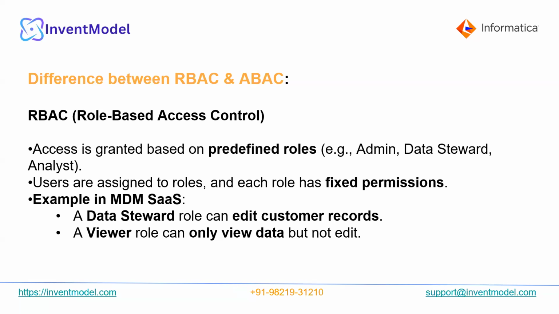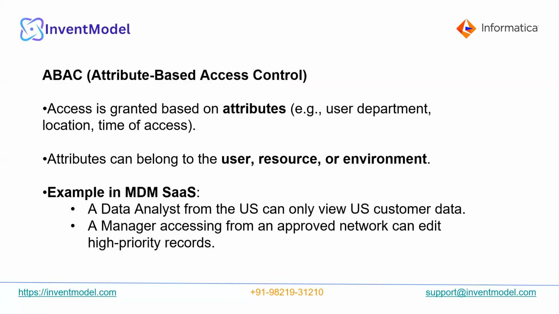So it will be the higher priority. And then the manager can also read, write, and access these types of qualities in this RBAC type of roles. And in attribute access roles, we can define activities based on the attributes that belong to the user, resources, or environment. For example, in MDM, a data analyst from the US can only view US customer data.